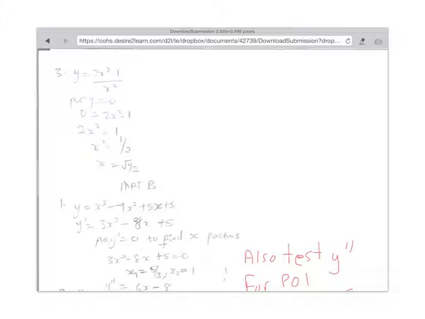Hi Sola, here is the second page of your Unit 3 test. For question 3, you're asked to find the horizontal asymptote and then test to see how the curve is behaving near that asymptote. So the test will be very similar to what I showed you for question 2 in part A.